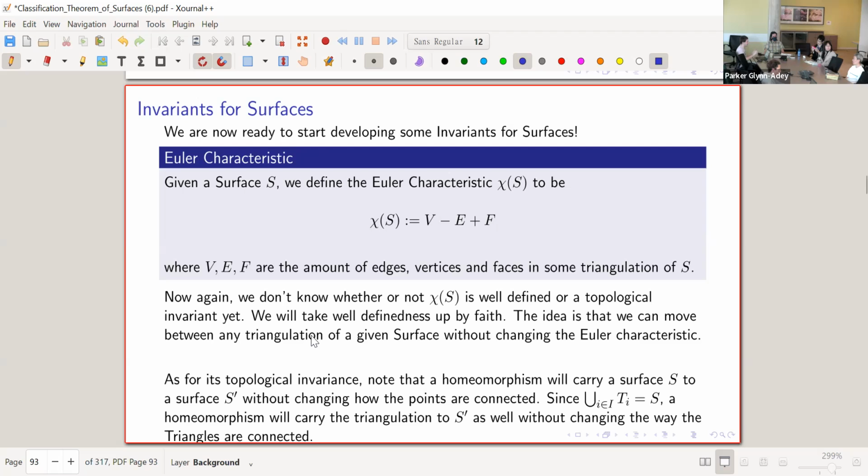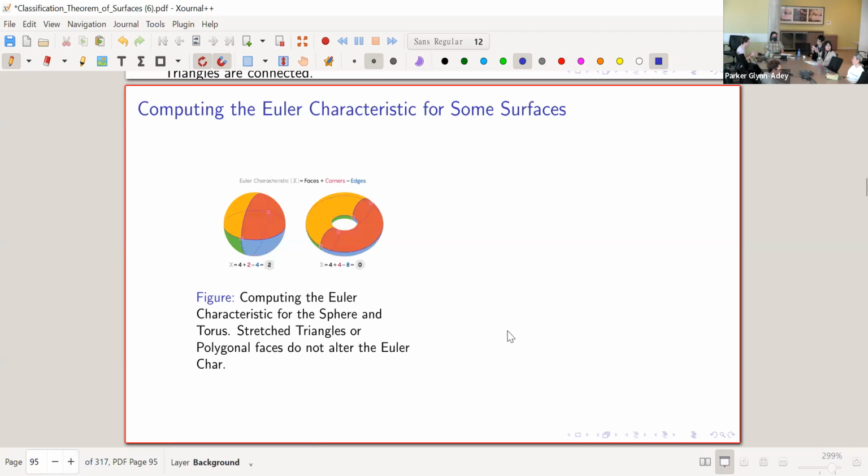So we won't be breaking the amount of vertices or the amount of edges or the amount of faces. Okay, so let's go into an example of computing the Euler characteristic. So here would be computing the Euler characteristic for the sphere and the torus.